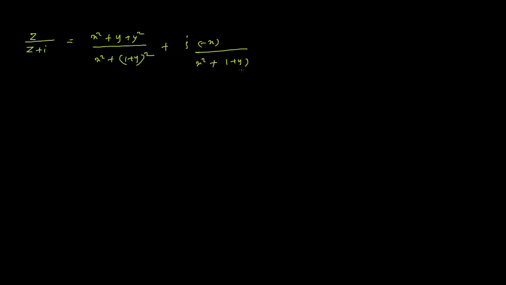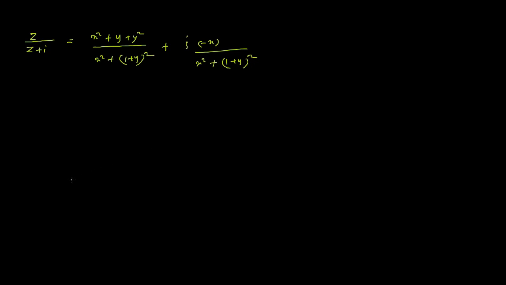That is, z by z plus iota is the same as x square plus y plus y square divided by x square plus 1 plus y whole square, plus iota into minus x by x square plus 1 plus y whole square.